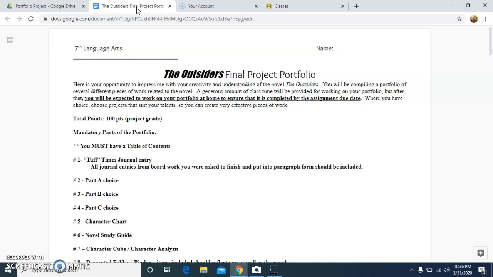Okay, what you're going to do then is please put this together, and I'm going to show you what you're going to be putting this together in. Now, keep in mind that with the end of school still in question, we may have to tweak this assignment where it goes all digital, but I'm going to show you, because my fingers are crossed that we actually get back into school, how we're going to organize our portfolio into a binder. Okay, where you have choices in this portfolio, and you're going to hear me say this again, is please choose projects that suit your talents, because we want you to create a very effective piece of work here that really showcases everything that you're capable of and everything that you're able to do.